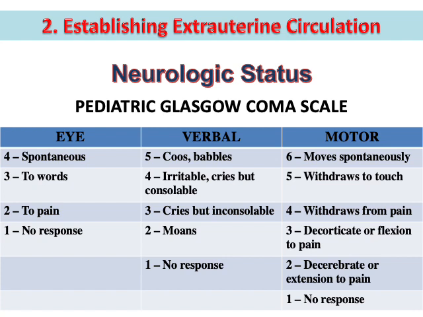There is a mild brain injury if the Pediatric Glasgow Coma Scale is 13 or less. There is moderate brain injury if the score is 9 to 12. And there is severe brain injury. The child is comatose if the score is 8 or less.